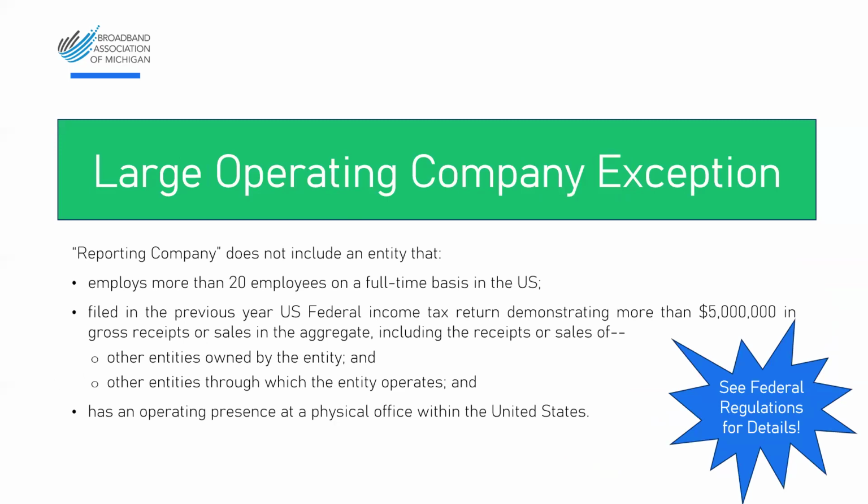There's also a large operating company exception. I want to call attention to this one because some BAM members may meet this exemption. Under the Act, a reporting company does not include a large operating company, and I've got the definition here. We're talking about large companies that employ more than 20 employees on a full-time basis, and they must have filed a U.S. federal income tax return in the prior year demonstrating more than $5 million of gross receipts or sales in the aggregate, which includes a couple items listed in the bullet points. And it has to have an operating presence at a physical office within the U.S. So some member companies may qualify for this exemption.